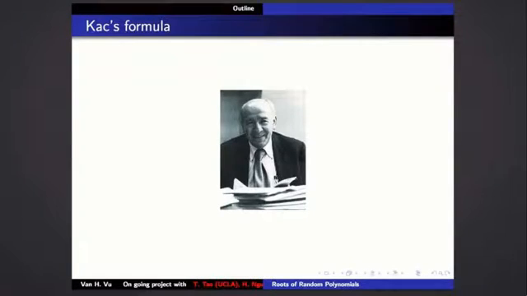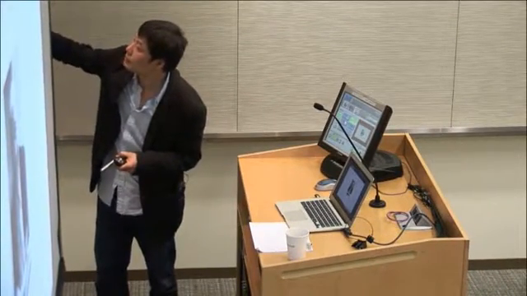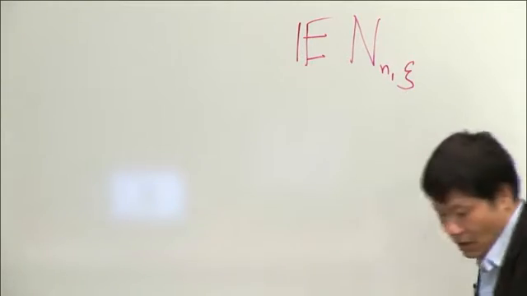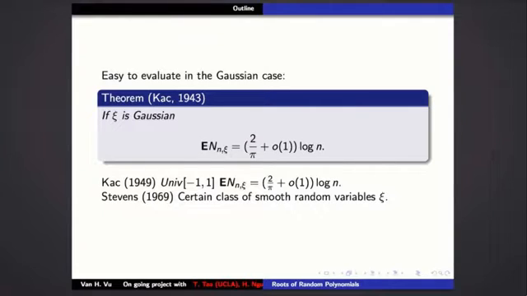During the same time, there's another important work by Kac. He actually observed a general formula for the expectation of the number of real roots. So he can write down an explicit formula for this. One drawback is that it's only easy to evaluate in the Gaussian case, although you can write it formally for any case, even plus minus 1. And it turns out that the expectation is asymptotically 2 over pi log n.